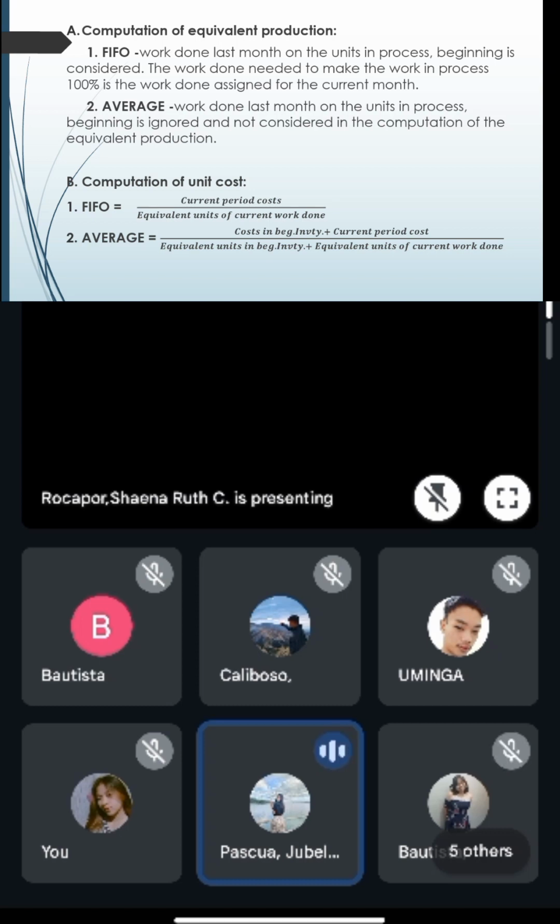Second is average. Work done last month on the units in process, beginning is ignored and not considered in the computation of the equivalent production.